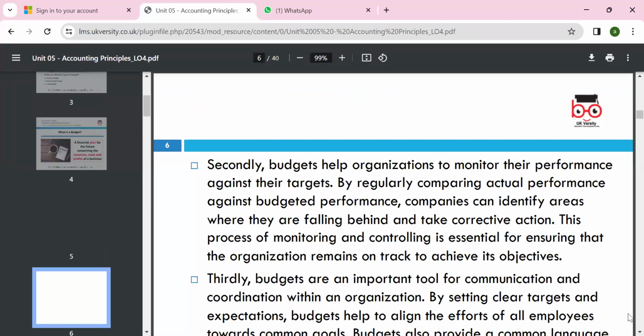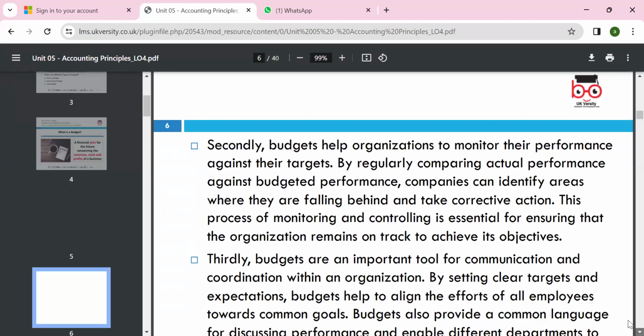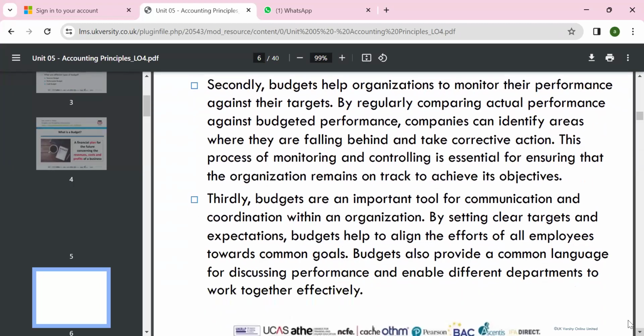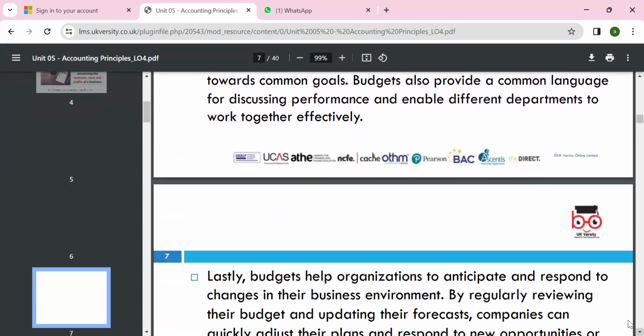Third, the budget is an important tool for communication. If you have a budget, you can communicate with stakeholders what budget we have for the next 12 months. You can tell your team members, internal and external, and then you can set your goals and expectations according to the budget toward the common goal. The budget also provides a common language for discussing performance, enabling different departments to work together effectively, which helps to achieve the objective.